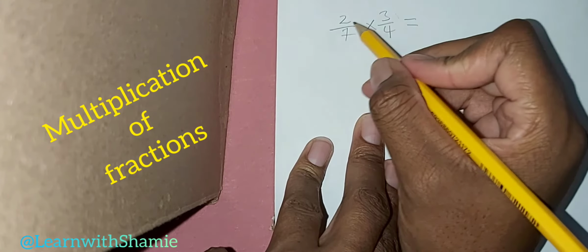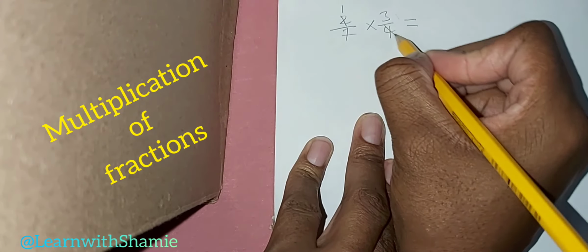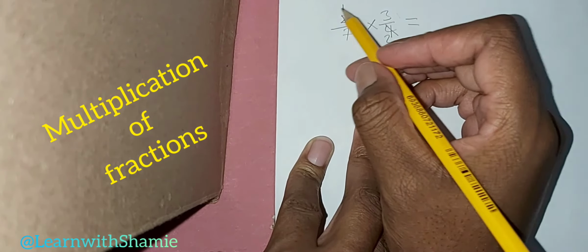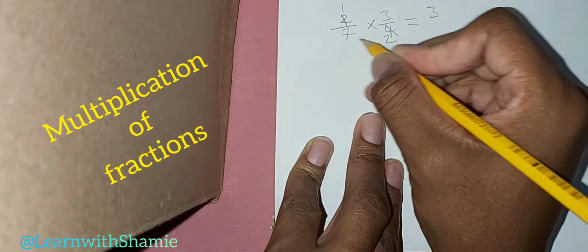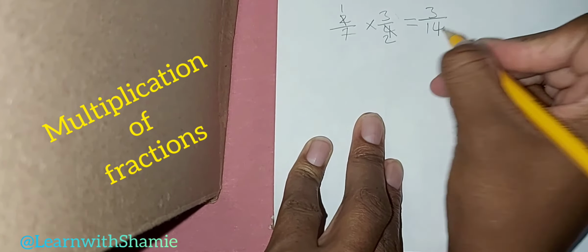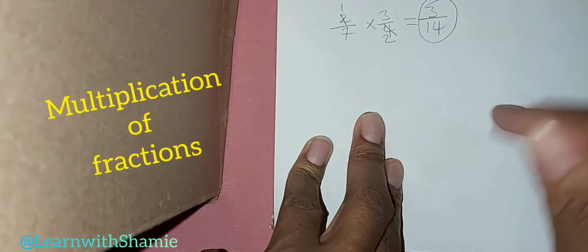We're going to cross reduce because 2 can go into 4 and 2 can go into 2, right? So 2 into 2 goes 1 times, 2 into 4 goes 2 times. So then we multiply. 3 ones 3 and 2 sevens 14. So our final answer will be 3 over 14.